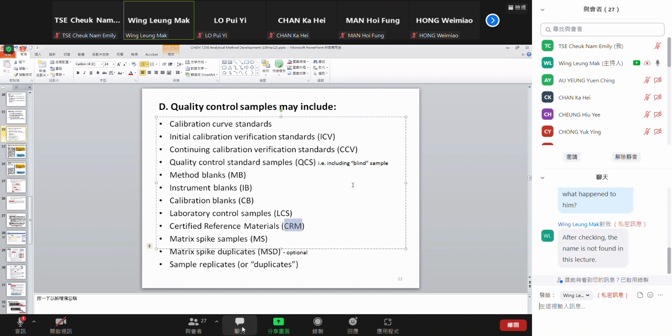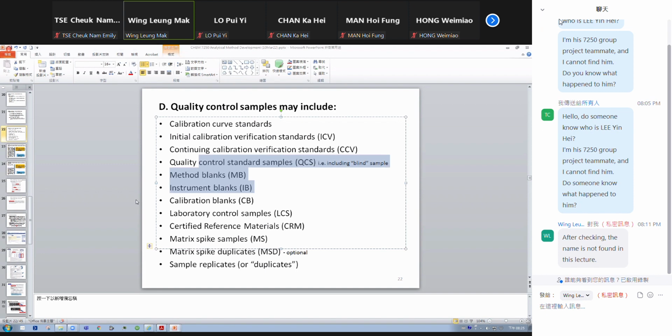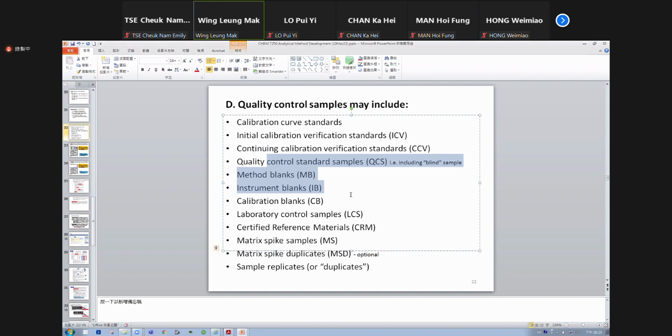CRM is a chemical you purchase from the manufacturer with a certificate, and then see whether there is any problem. We'll handle it later. The CRM purchased from the manufacturer with the certificate may have a concentration of very high accuracy, with very low or small measurement uncertainty. Try to see whether you can repeat the result.